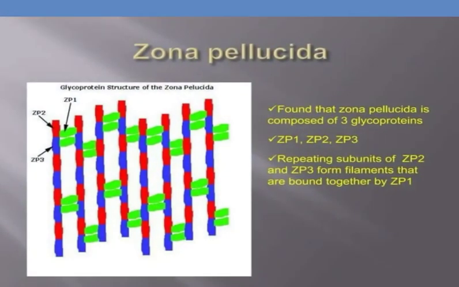About the zona pellucida, it is a jelly coat or covering around the egg, and it is made up of three glycoproteins known as ZP1, ZP2 and ZP3. ZP stands for zona pellucida. These are the three glycoproteins. Repeating subunits of ZP2 and ZP3 form filaments that are bound together by ZP1.